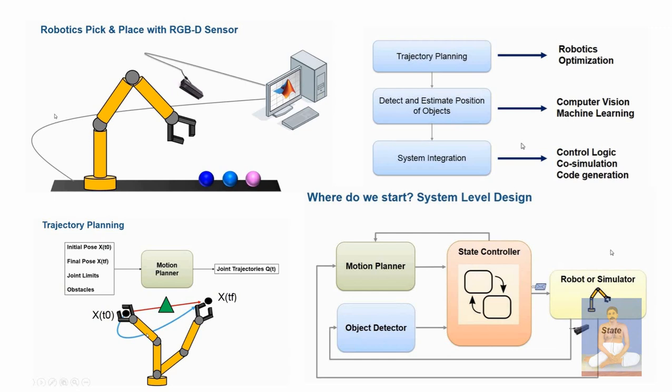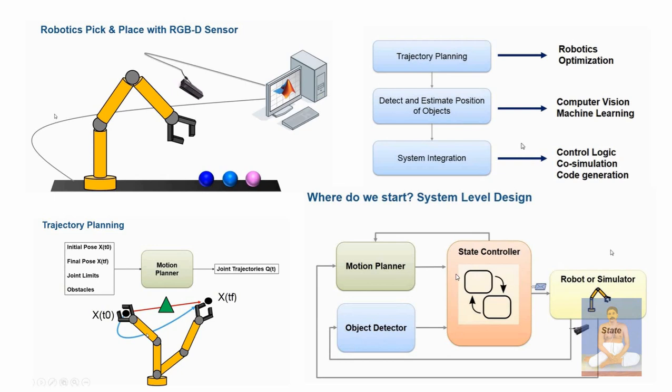For a robot pick and place with an RGBD sensor, first of all we have to do trajectory planning, detect and estimate positions of objects. System integration is there. Robotics optimization is there. Computer vision, machine learning is there. Control logic, co-simulation, code generation is there. So where do we start?